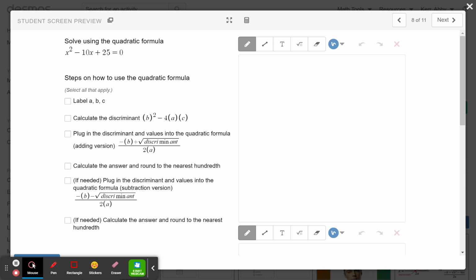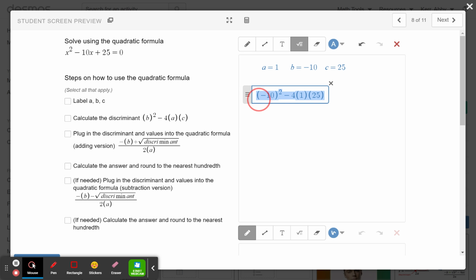Now for slide number 8, we're going to go through the exact same steps. You want to label your A, your B, and your C. Please do not forget the negative sign. That is super important. And then C is 25. So B squared, once again, if you do not use parentheses, you will get this problem wrong. The calculator does the wrong order of operations as soon as you don't use parentheses.